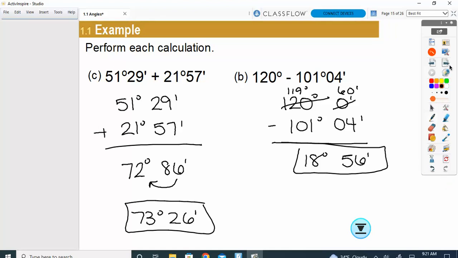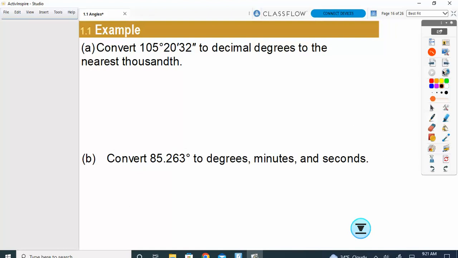Okay. So let's talk about converting. Sometimes we'll have decimals, sometimes we'll have degrees, minutes, and seconds. And on your handout, I kind of stepped out how we can go back and forth between the two. If we want decimals, then we have to think of these in terms of fractions. We have the 105 degrees, 20 minutes. How many minutes are in a degree? 60. So this is like 20 out of the 60.